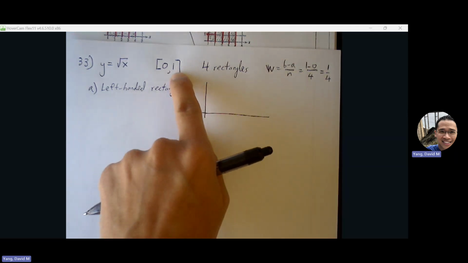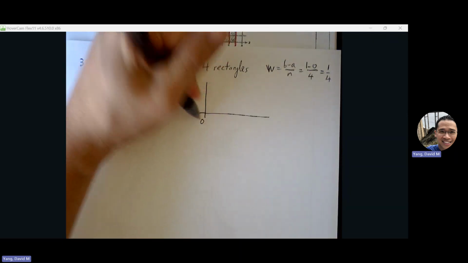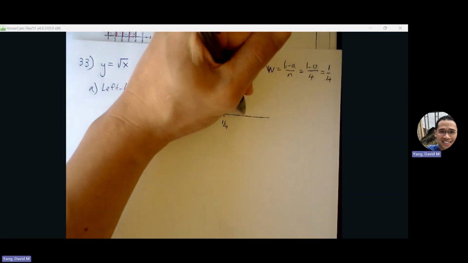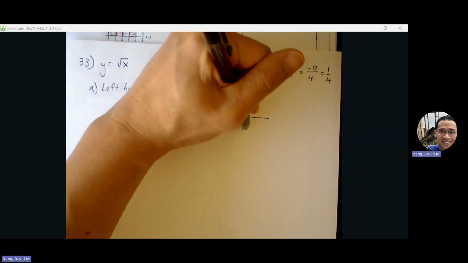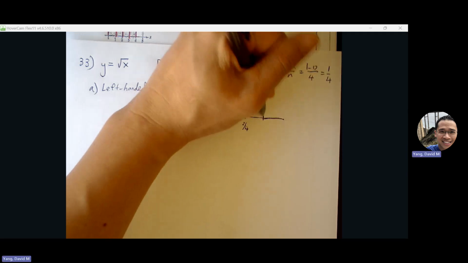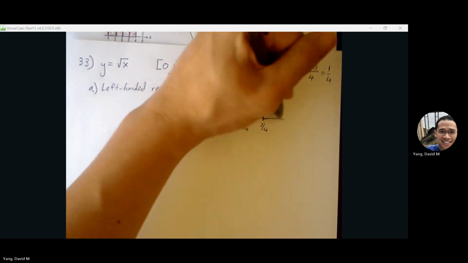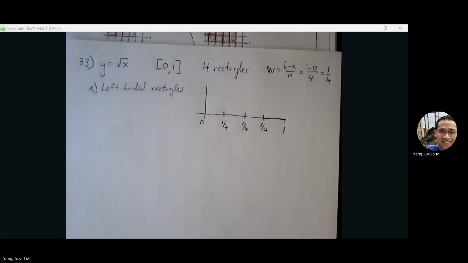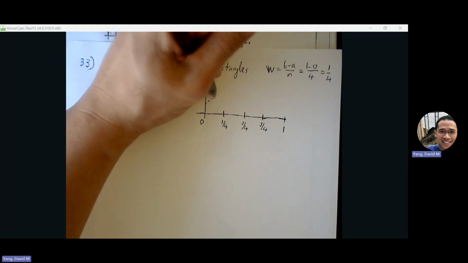reach my right endpoint. So I'll start at 0. Next up, 1/4. Next up, 2/4 or 1/2. Next up, 3/4. And next up, 4/4 or 1. My graph looks something like this.